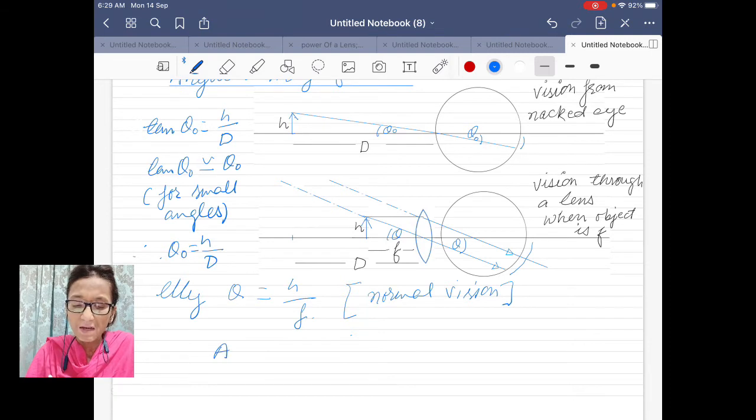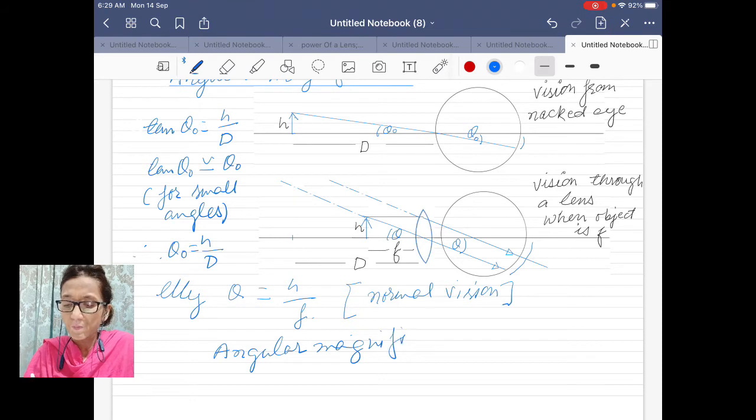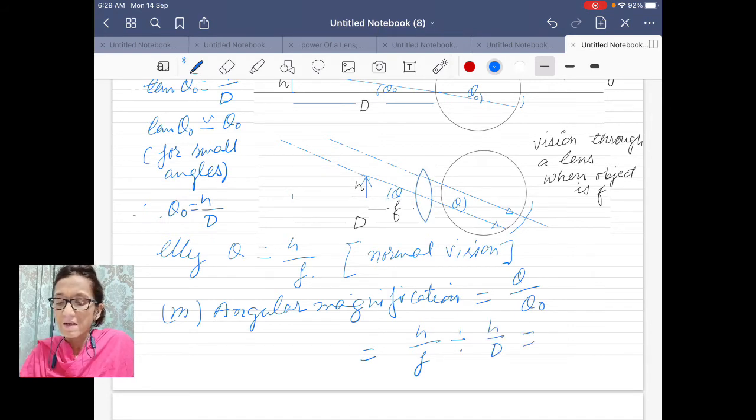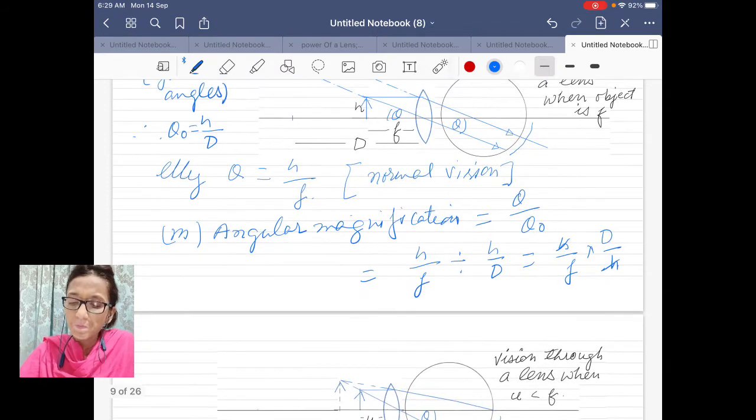Now, angular magnification is equal to theta upon theta naught, and this is equal to h by f divided by h by d, which is h by f into d upon h. So magnification comes equal to d upon f.